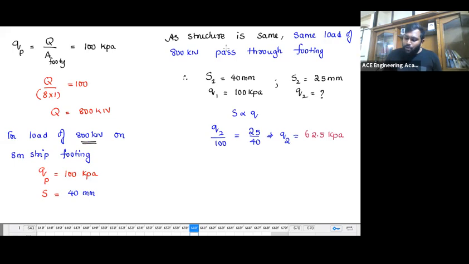Now the load is same, 800. I got to know this is 62.5. Then what is the width? This Q2 is equal to Q by B2 into 1, which is equal to 62.5. So 800 by 62.5. Then what is the B2 value? Come on, tell me. So this is going to be 12.8 meters. Whatever the width we obtain, that's nothing but 12.8 meters.